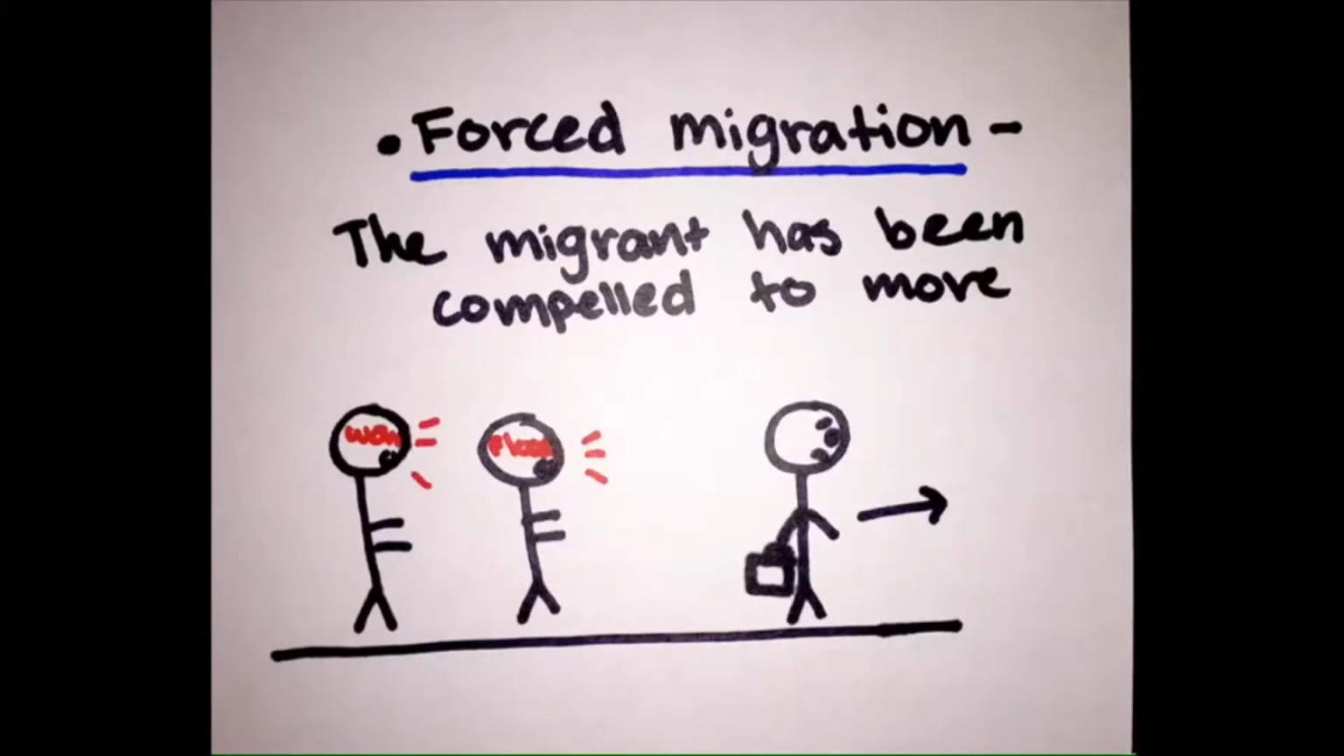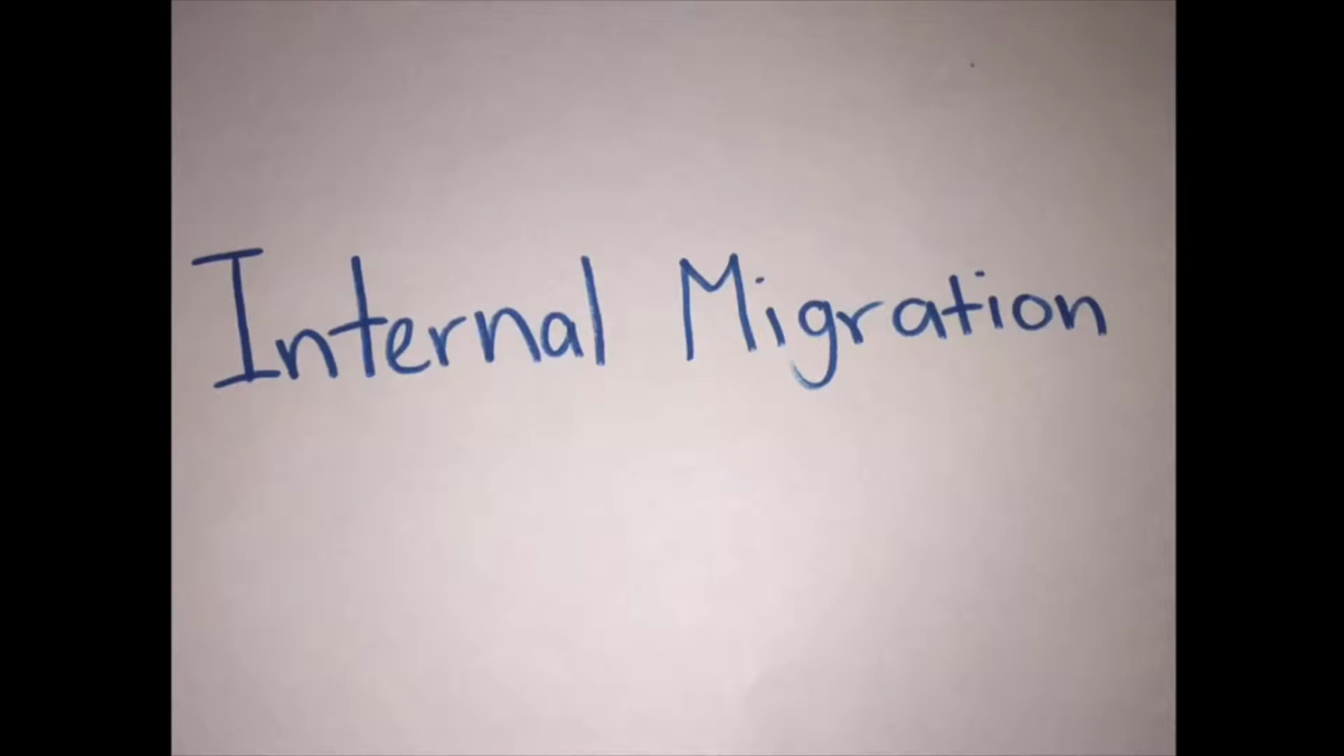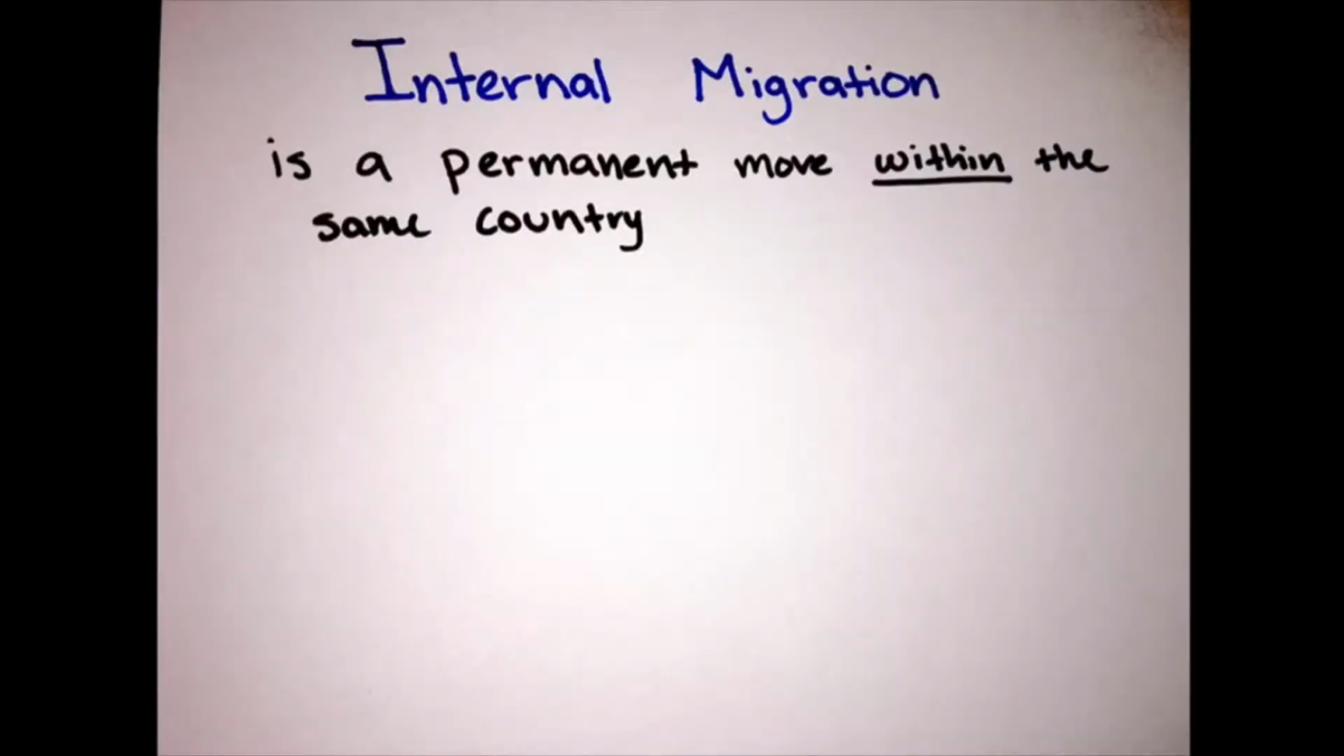The second type is forced migration, which is when the migrant has been compelled to move. Examples of this would be political and environmental factors such as war and floods. Next is internal migration. Internal migration is a permanent move within the same country.